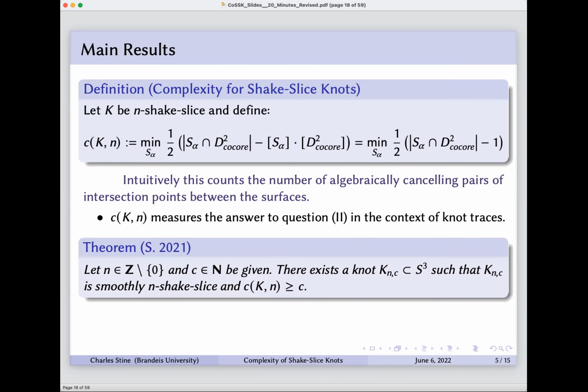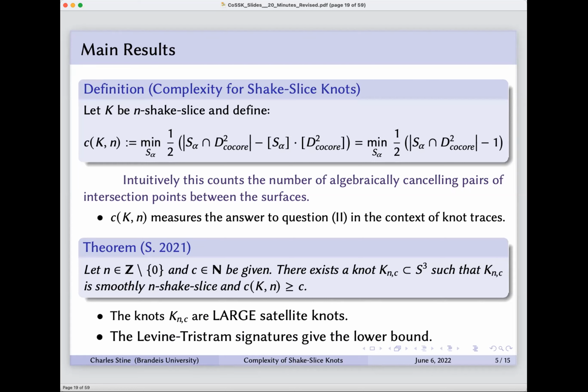So our main theorem today is that for any framing n not equal to 0, and for any target complexity C, there exists a knot K_{n,C} sitting in S^3, which is smoothly n-shake slice and has complexity at least C. And in fact, I didn't include these examples in my paper, though I probably should in a revised version, I can actually give examples where the lower bound is realized.